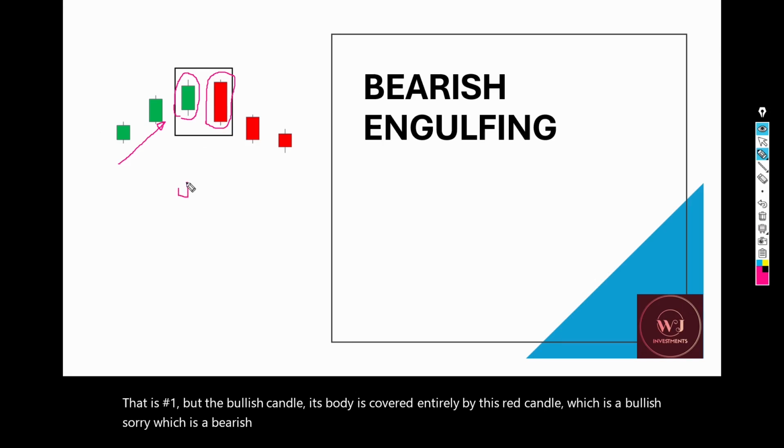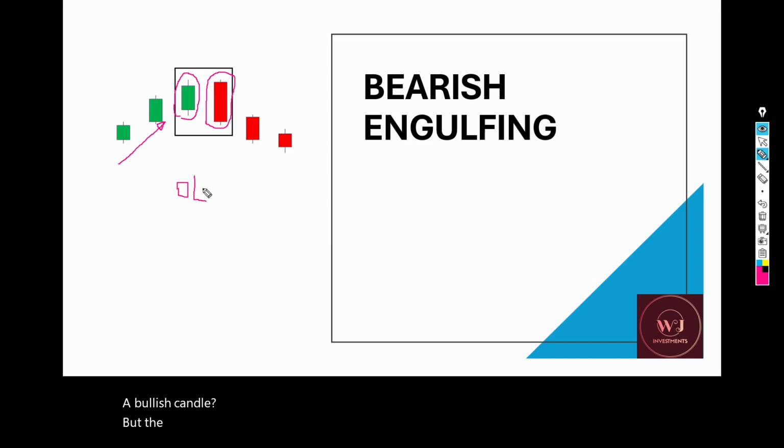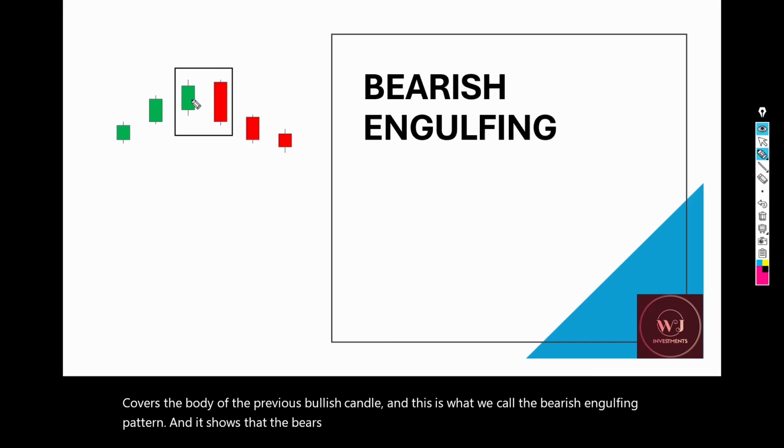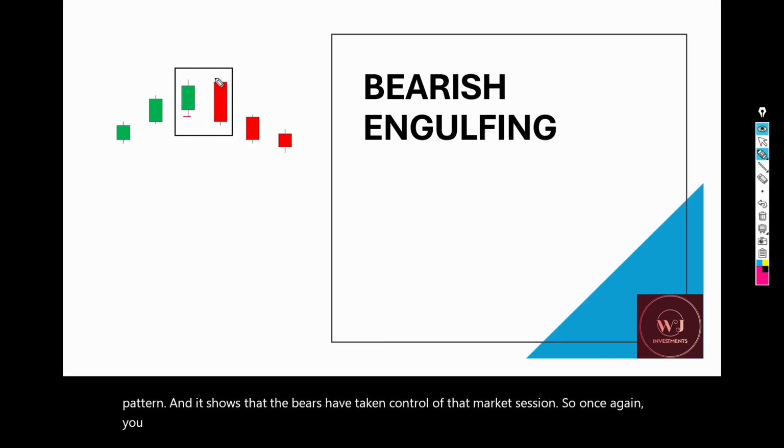So you get a bullish candle, but the bearish candle which comes next, its body covers the body of the previous bullish candle, and this is what we call the bearish engulfing pattern, and it shows that the bears have taken control of that market session. So once again, you have a bullish candle, but the bearish candle which comes, its body covers the entire body of the previous bullish candle, okay?